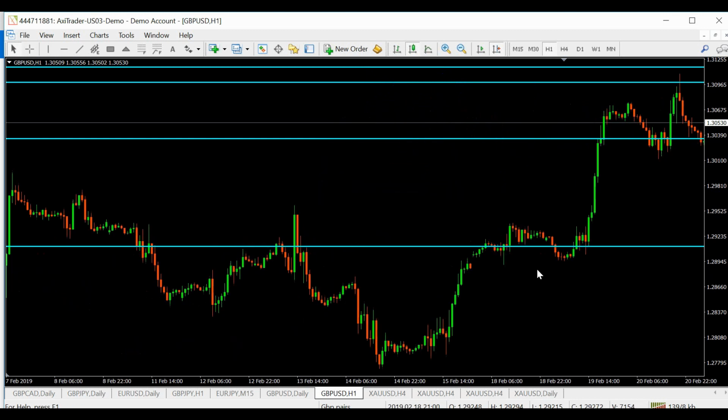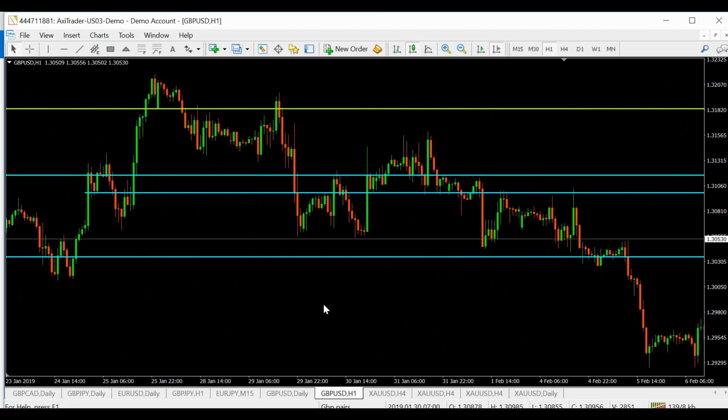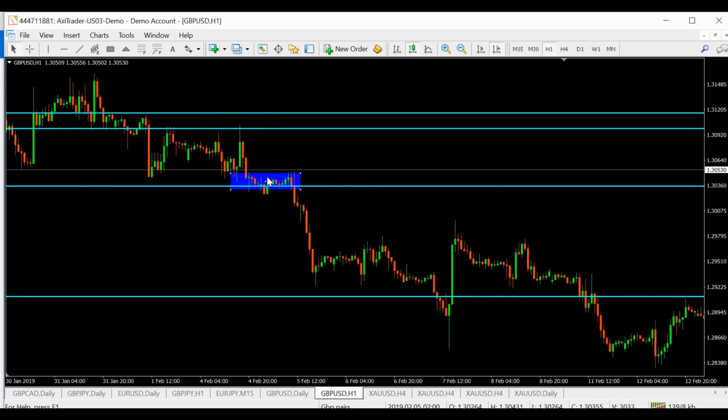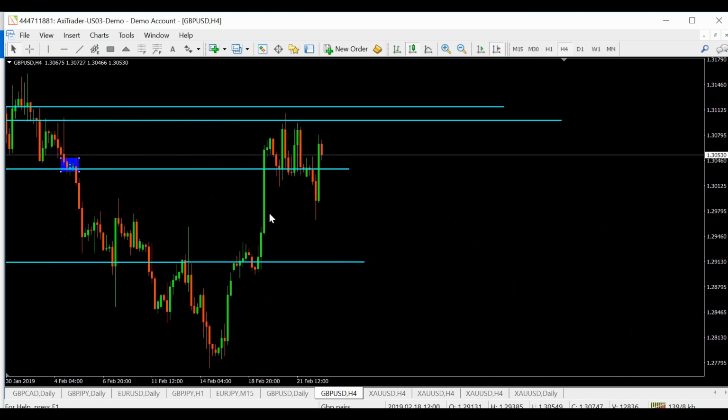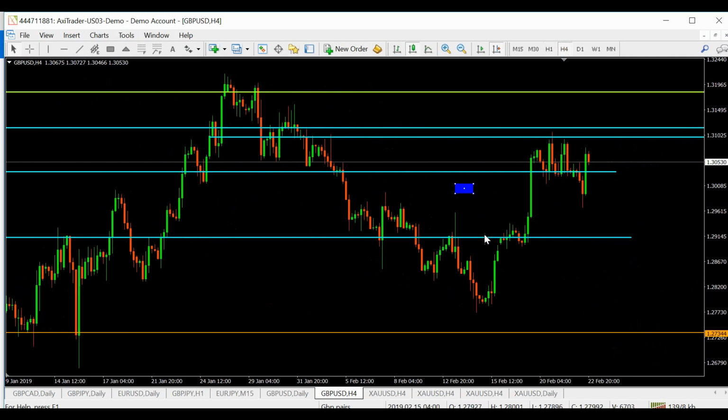See here, it misses, and when it touches here, the decision is made. See, at the same level, you can see how future price stops and reacts in those areas. Okay, let's move on to the next type.